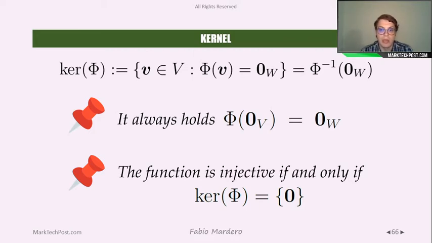Also, the function is injective if and only if the kernel of the linear map is the neutral element, 0. Again, if this equation did not hold, then it means that two elements in V go to one element in W. So the function, of course, would not be injective.